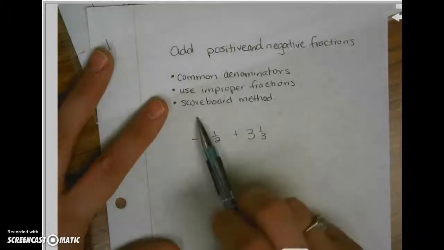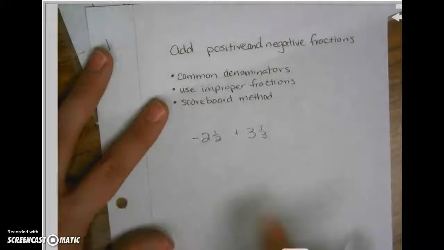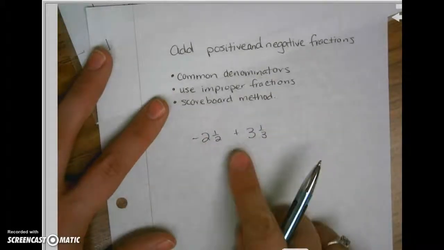Just a quick note, this does not work for multiplication and division. They have their own rules. This scoreboard method is only for addition and subtraction.